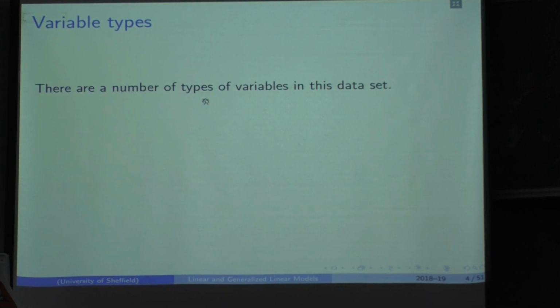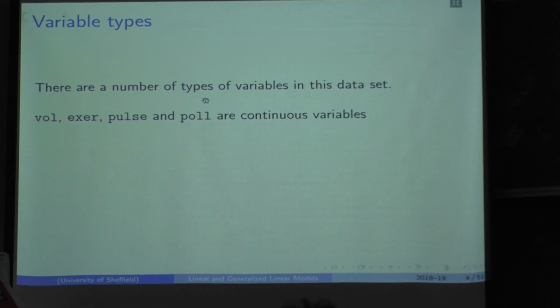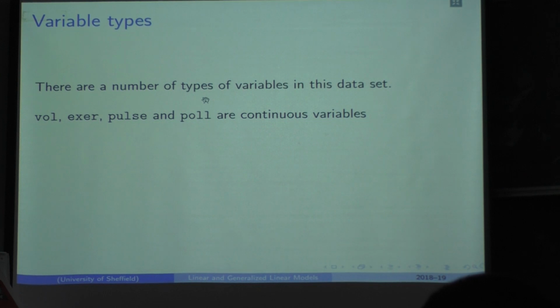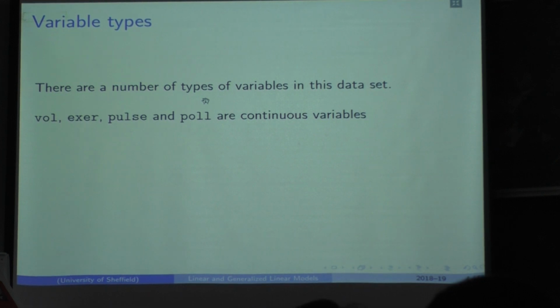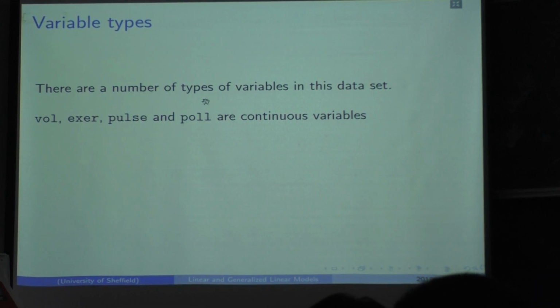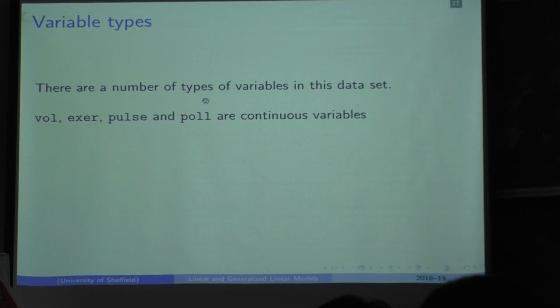Okay, so I wanted to emphasise that there are several different types of variables in the data set. And the type of variable that a variable is often influences how we handle it in our statistical procedures. So the first 4 variables in the table, the volume expelled, the number of hours exercise, the pulse rate, and the pollution exposure, those are continuous variables. They're always measured with some real number. If we're modelling them, we would think of them as continuous random variables. Okay?